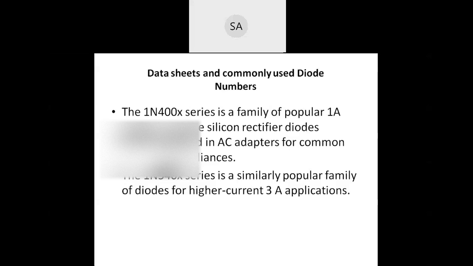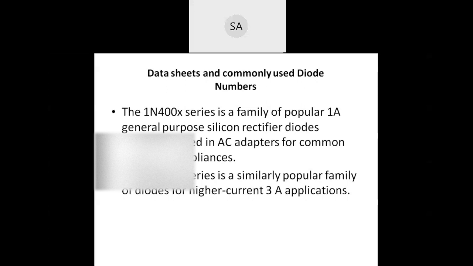On the completion of this period, we would be able to know what data sheets are, and the commonly used diode numbers and applications of diodes. So these are what we are going to discuss in today's lecture. First, data sheets and commonly used diode numbers.